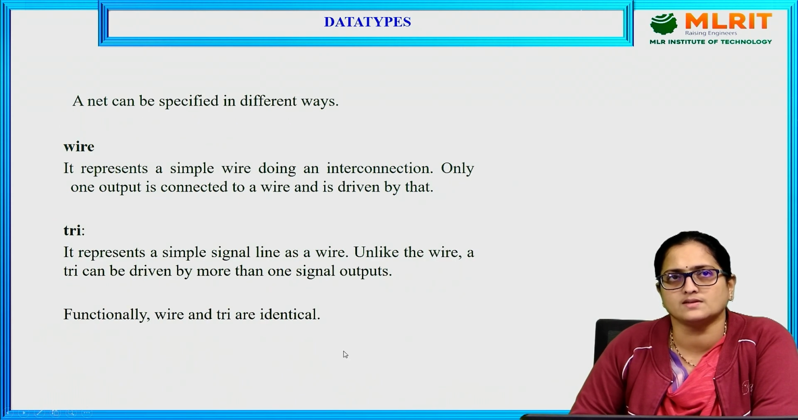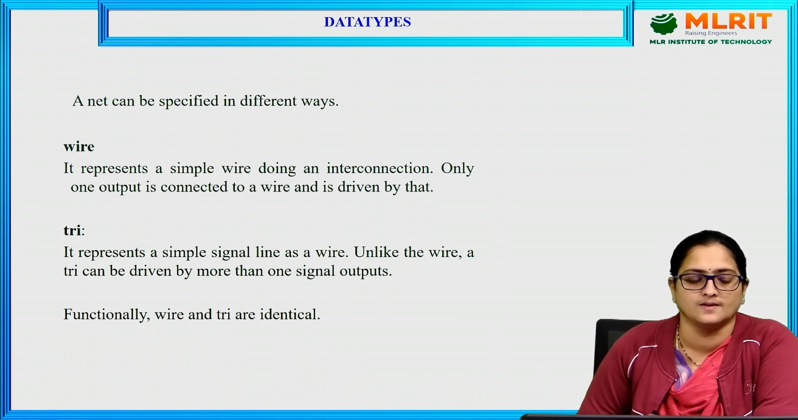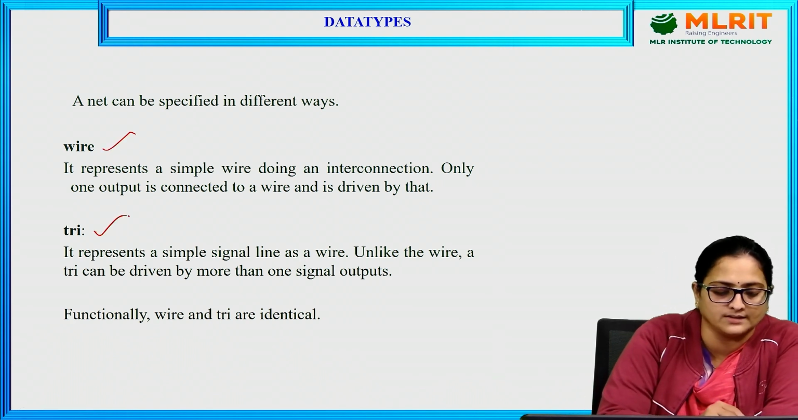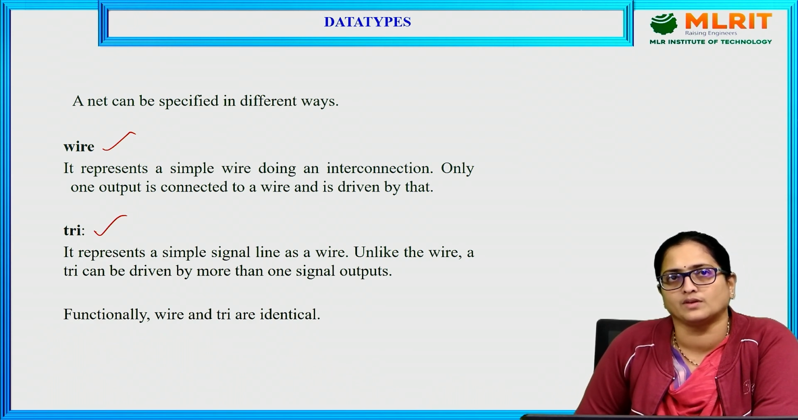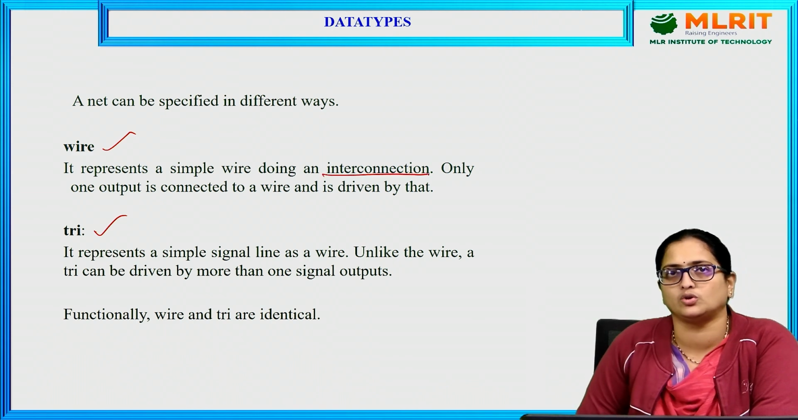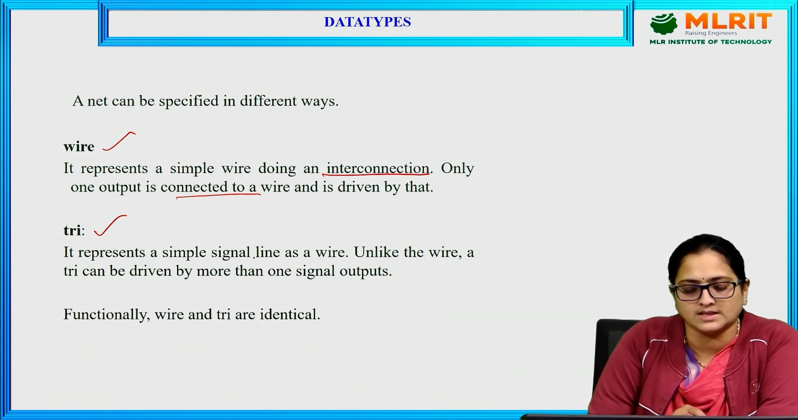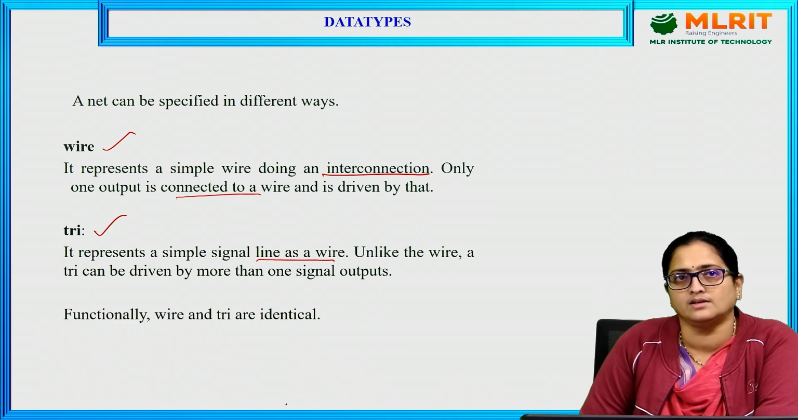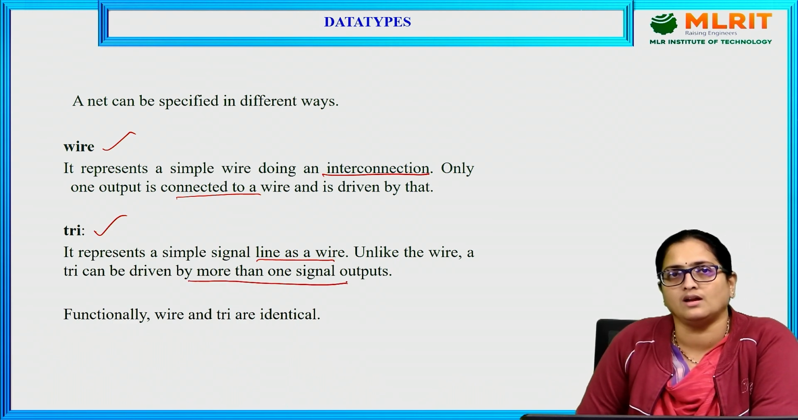There are two different types of nets: one is wire and the other is tri. So what is the difference between wire and tri? A wire is a simple interconnection between two blocks. Only one output is connected to a wire and is driven by that. Whereas tri is a signal line like a wire, but it can drive more than one signal output.